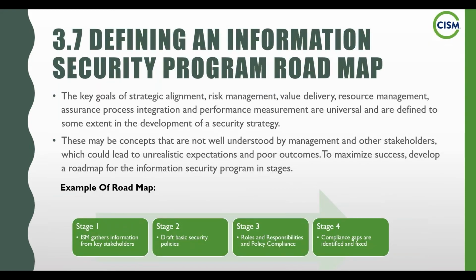We were talking about the roadmap, so this is an example of how the roadmap should be. What you do, you gather the information from the key stakeholders, right? You get it from the information security strategy. Draft basic security policies, that are the admin controls at the governance level. Roles and responsibilities and policy compliance, right? Compliance gaps are identified and fixed. So this is just an example of how the roadmap should be.